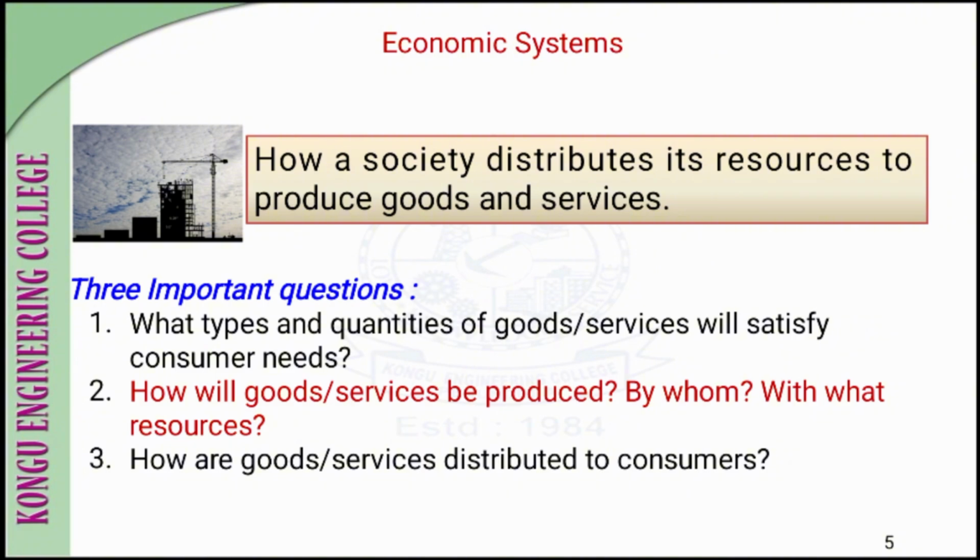So there are three important questions. What types and quantities of goods and services will satisfy consumer needs? That will depend upon the environment and different customer needs. How will goods and services be provided, by whom, and with what resources? What are the ways we can produce the goods and services, and who will produce them? And how are goods and services distributed to customers?